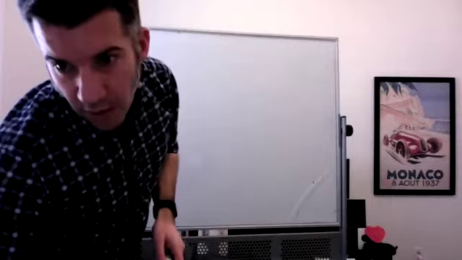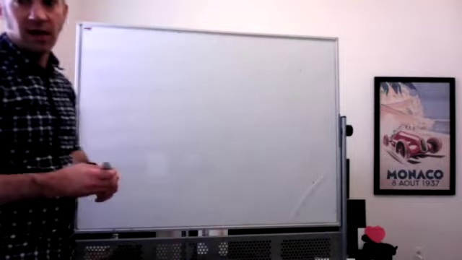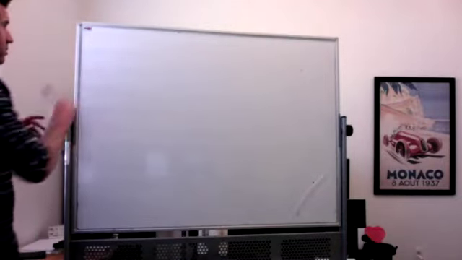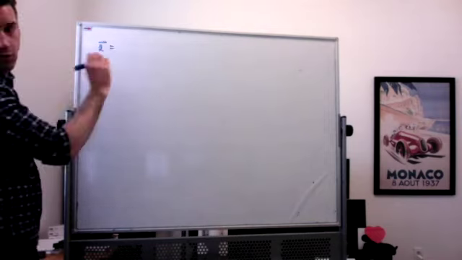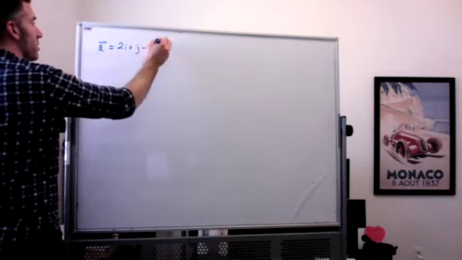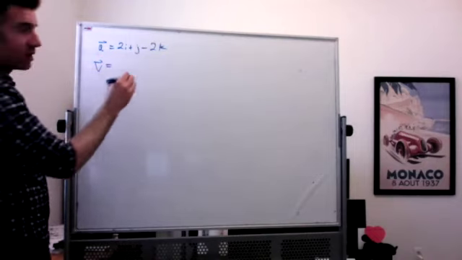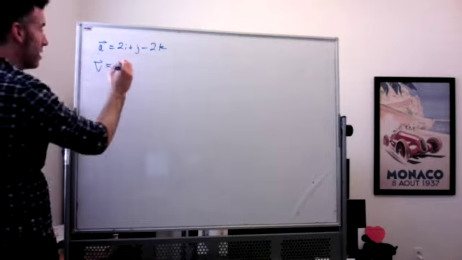Let's see what we've got here. Let's find the angle between the following 2 vectors. U is equal to 2i plus j minus 2k. And v is equal to 3i plus 4j. Sorry, 3i plus 4k.